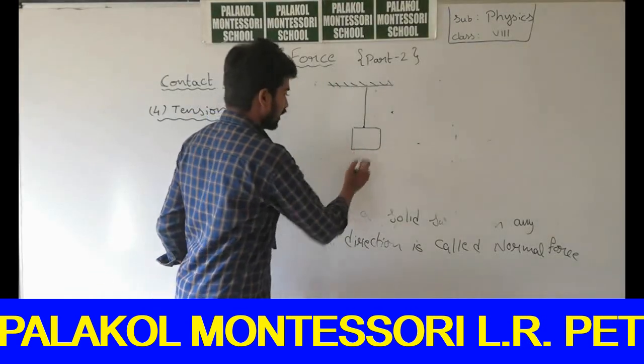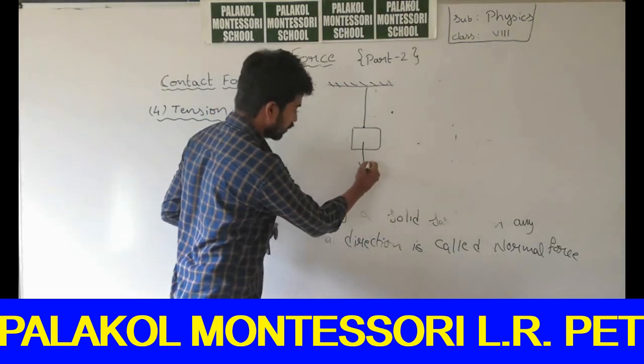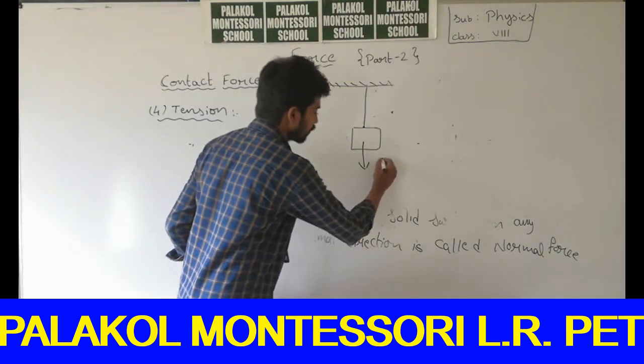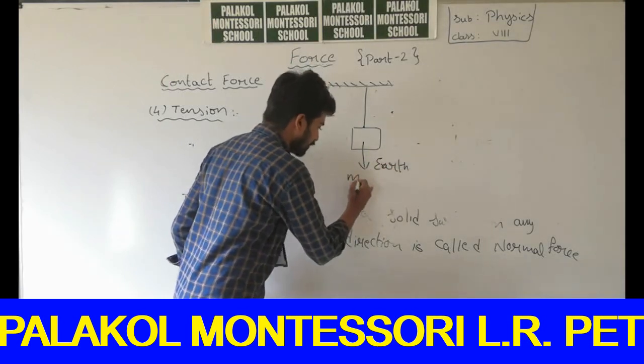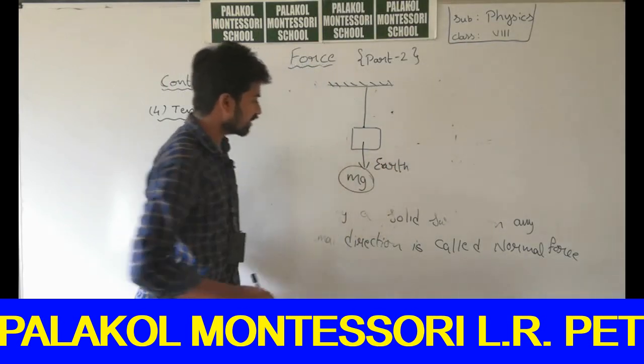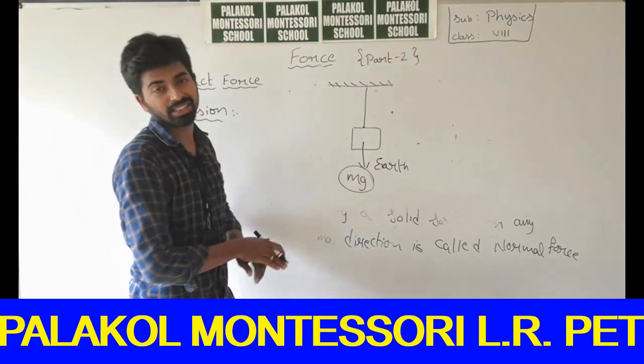If there is no thread, what happens? The object will fall down in this direction. This is the earth's attraction force, the weight mg. I will explain it later. This is the weight of the object acting in the downward direction.